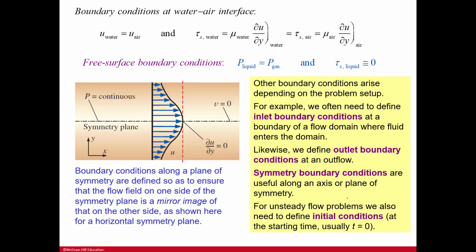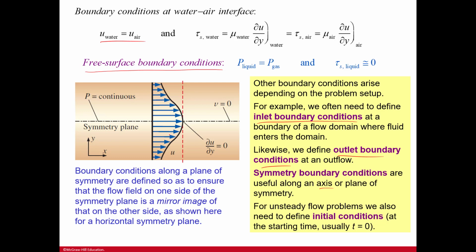Here are the boundary conditions at the water-air interface. Even if they're small, we still equate them as equal. Here are the free surface boundary conditions. And then you can see other boundary conditions arise depending on the problem setup. If you need inlet boundary conditions, that is a boundary of the flow domain where flow enters the domain. We define outlet boundary conditions as an outflow, and symmetry boundary conditions along an axis or plane of symmetry, and that's all depicted here.